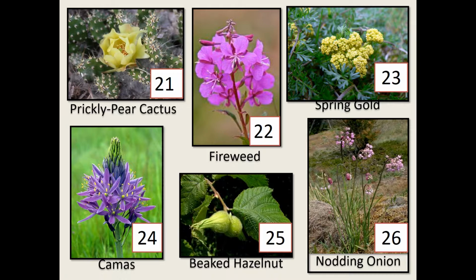Camas arise from an underground bulb which was steamed for a long period of time to break down a component that made it indigestible. When fully steamed, this bulb was sweet and used to sweeten other foods. Beaked hazelnuts produce edible nuts, but it can be difficult to beat the birds to them. Nodding onion is another edible bulb. This is one plant deer tend to avoid.